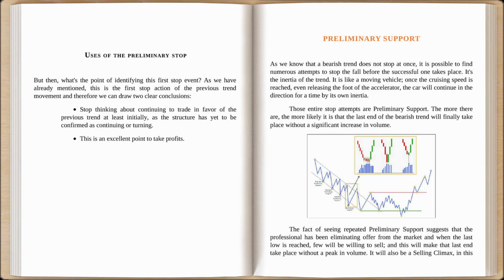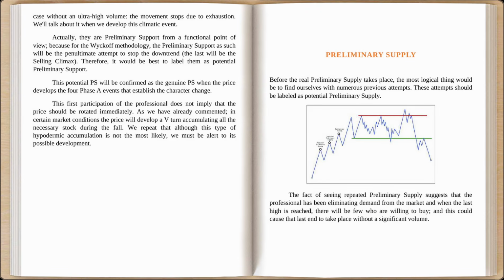The more there are, the more likely it is that the last end of the bearish trend will finally take place without a significant increase in volume. The fact of seeing repeated preliminary support suggests that the professional has been eliminating offer from the market, and when the last low is reached, few will be willing to sell. And this will make that last end take place without a peak in volume. It will also be a selling climax, in this case without an ultra-high volume. The movement stops due to exhaustion. We'll talk about it when we develop this climatic event.